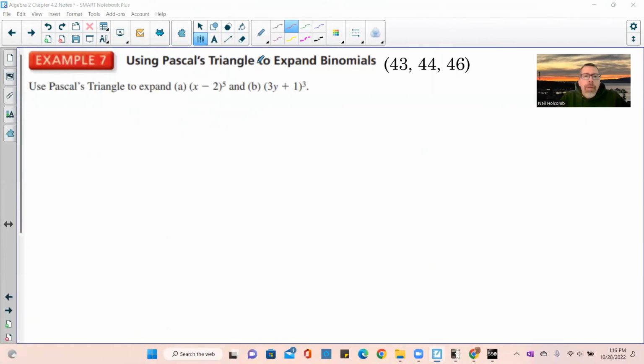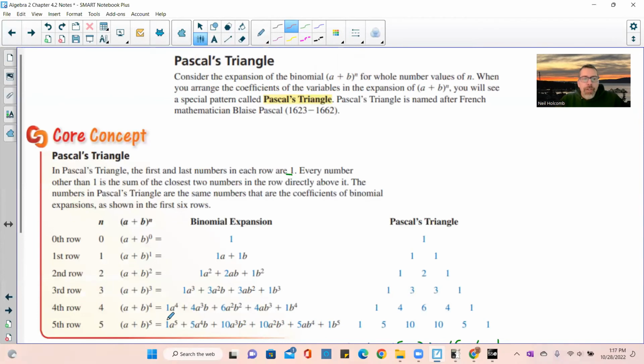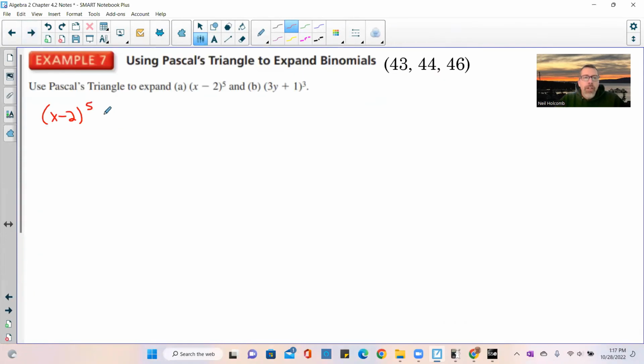Okay, example 7 is using Pascal's triangle to expand binomials. It says to use Pascal's triangle to expand x minus 2 to the fifth. Before I do that, I'm going to go back to the Pascal's triangle fifth row, and it is right here, 1, 5, 10, 10, 5, 1. I'm going to write that: 1, 5, 10, 10, 5, 1. That's the row from Pascal's triangle in row 5.